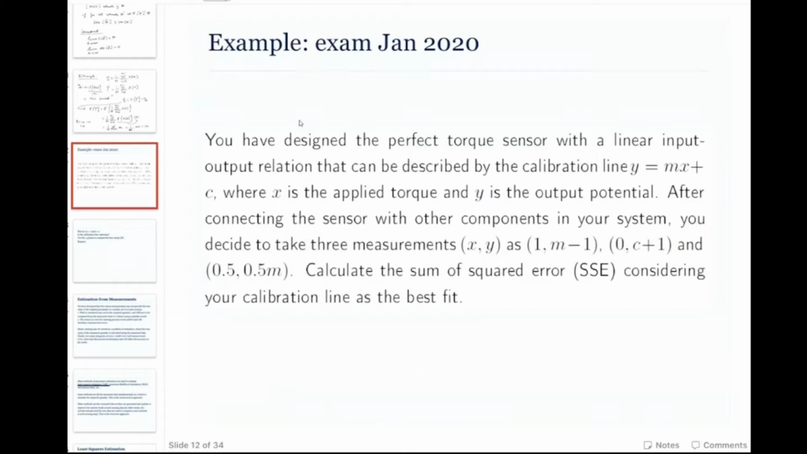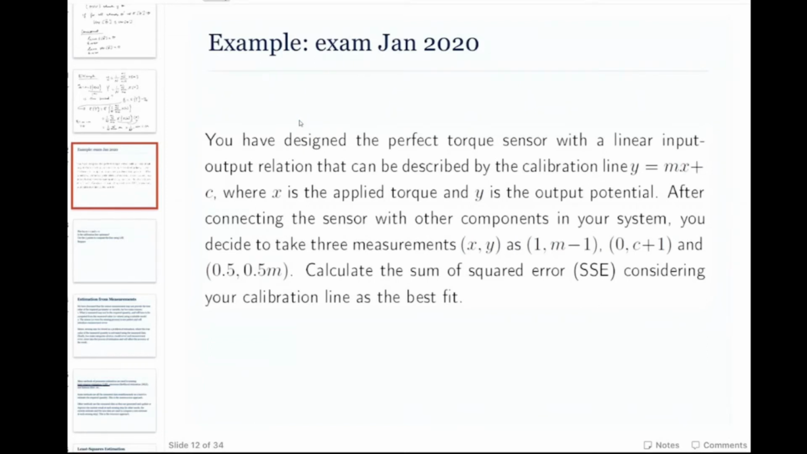So you have input-output 1, m minus 1, 0. If you give a 0 input, then you still have an output which is c plus 1. And if you give an input of 0.5, you have an output of the sensor which is 0.5 times the slope. Then the question in the exam was: calculate the sum of square error, considering your calibration line as the best fit. So that was the question for the exam.